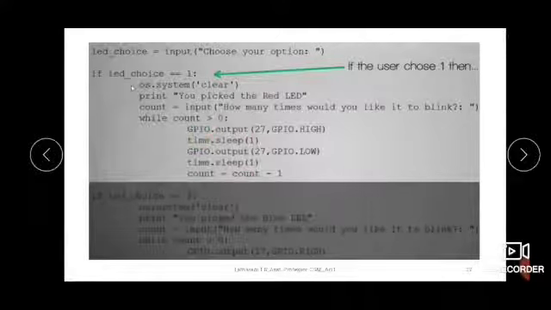So here GPIO output 27. The red LED is connected to pin 27. It is made high, and then after 1 second, on the 27 pin where the red LED is connected, it will be made low. That means it will be off. When it is high, it will be on for 1 second. When it is low, it will be off for another second.